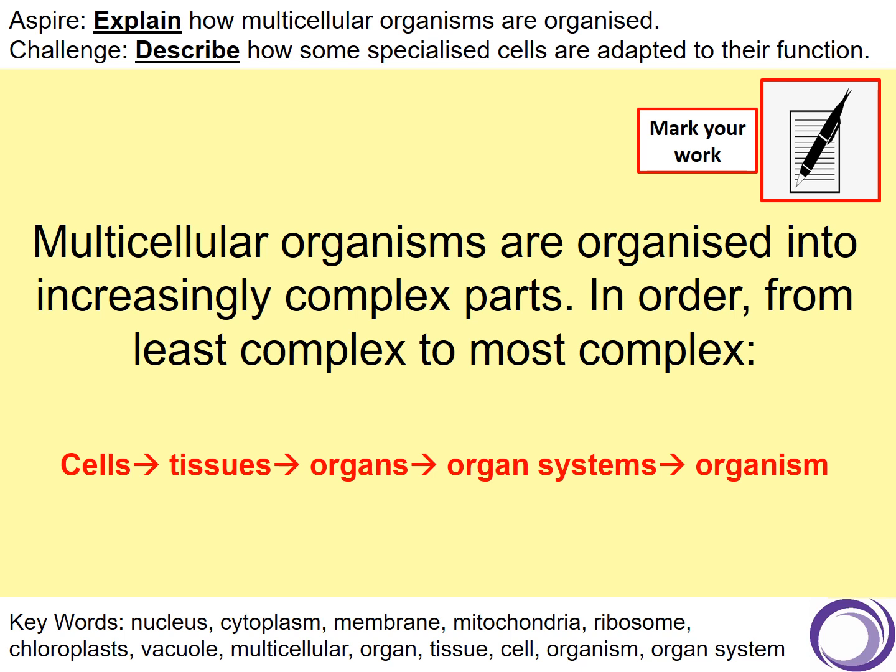Okay, so multicellular organisms, such as ourselves, are organised into increasingly complex parts. So the least complex part of us are cells, and these specialised cells are grouped together to make a tissue. Many tissues are grouped together to make an organ. There are many organs within an organ system, and many organ systems together will make up an organism.